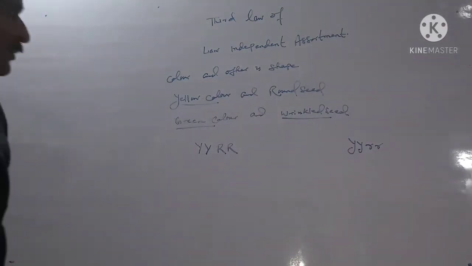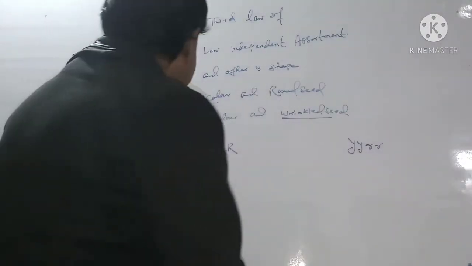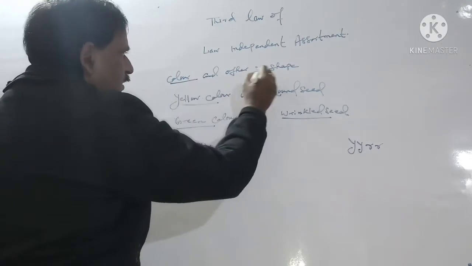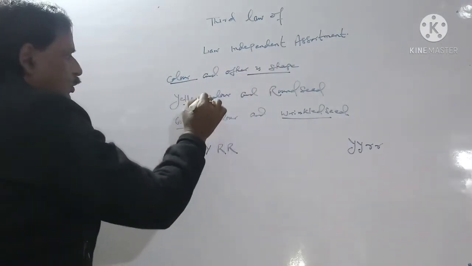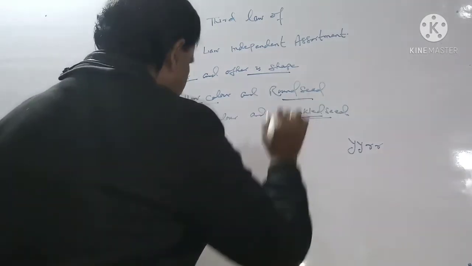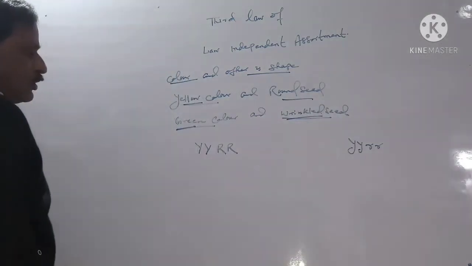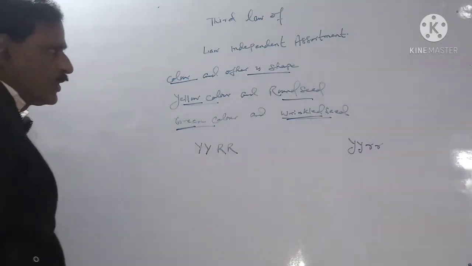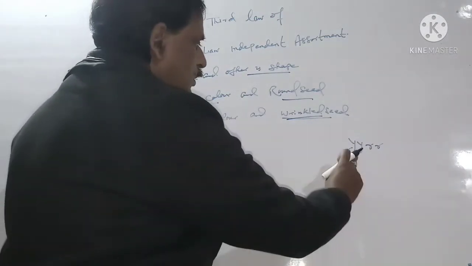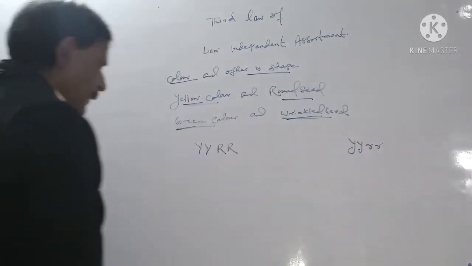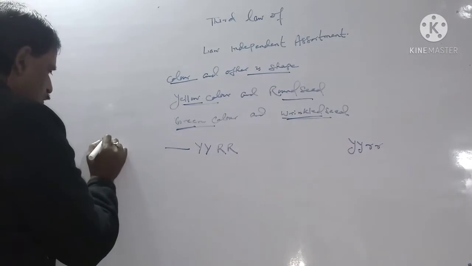Dihybrid cross takes two characters. One is color and the other is shape. Color is yellow and green. The shape of the seed is round and wrinkle. The yellow color is called capital Y and round seed is called capital R, while the green color is called small y and wrinkle seed is called small r. That is called parent.